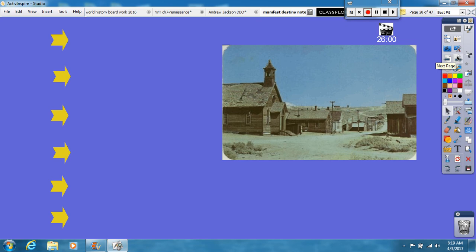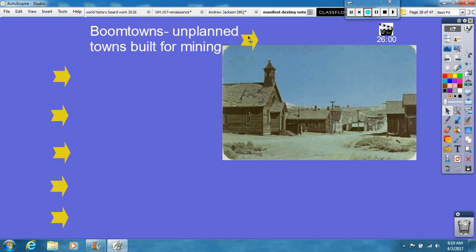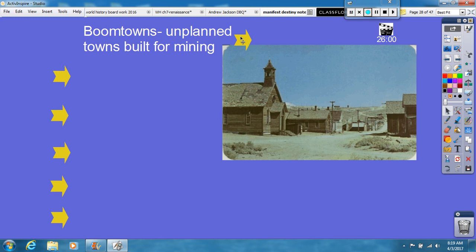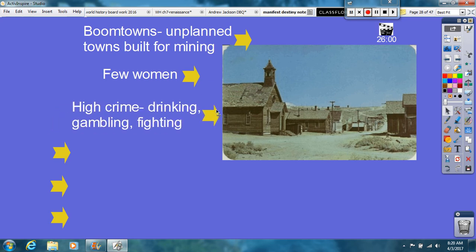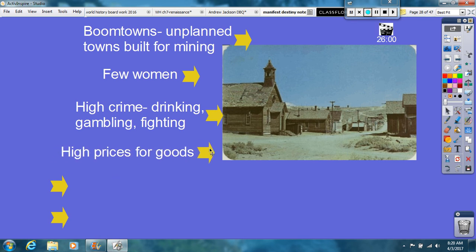So, with these boom towns, which are unplanned communities, they sprout up overnight, and the most famous one I'd say in California is Bodie, just outside of Mammoth. And because there are very, very few women, there's no law. And this is where the vigilance committees will come out, because there's high crime, drinking, gambling, gun fights, fighting, very little law. Everything costs incredibly a lot of money.